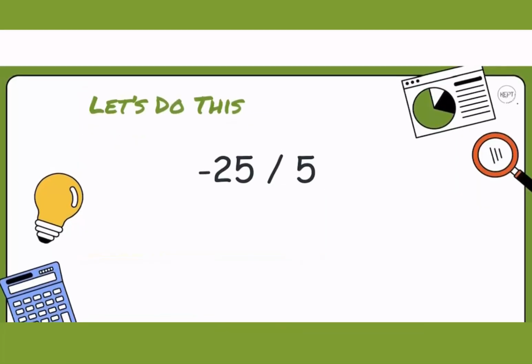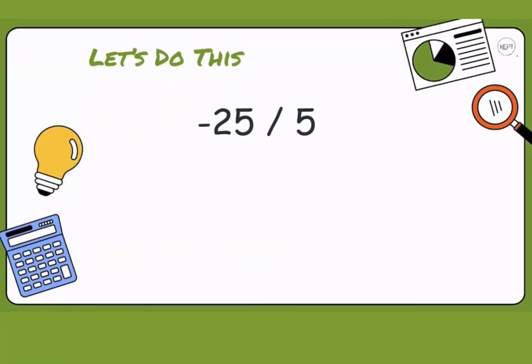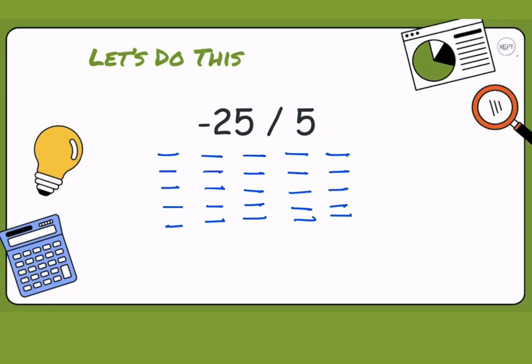We have negative 25 divided by 5, so we are going to start with 25 negatives. So here we have a negative 25 divided by 5. So we have to figure out how to get this in 5 groups. And I think that pattern is pretty easy to see. We have 1 group here, 2 groups here, 3 groups, 4 groups, 5 groups, right?